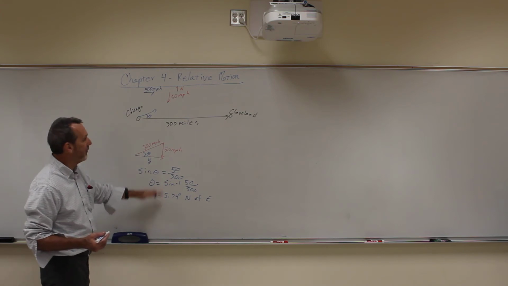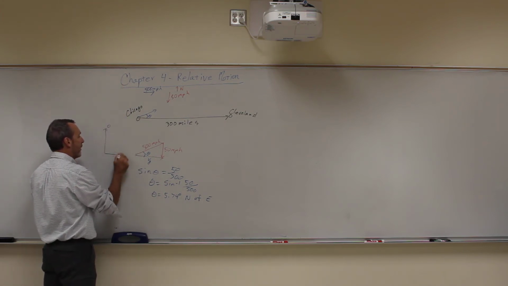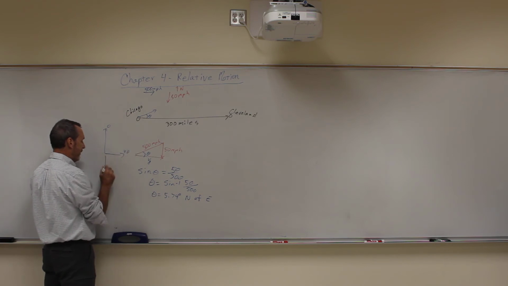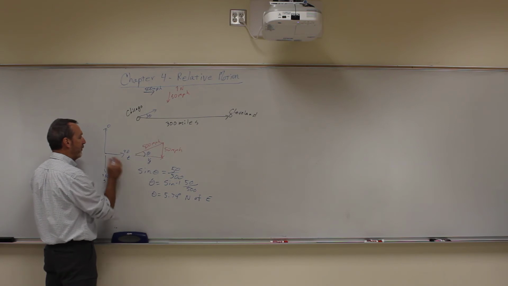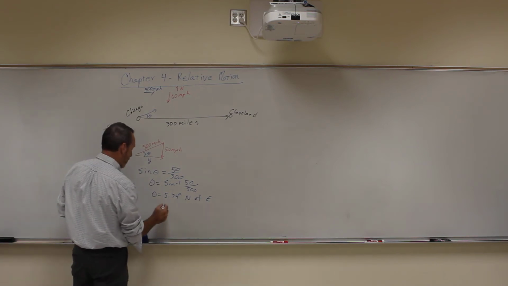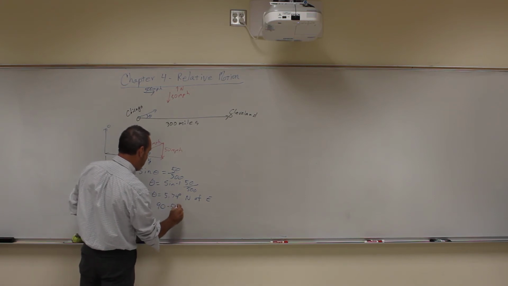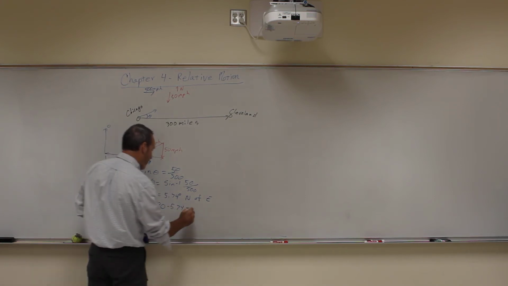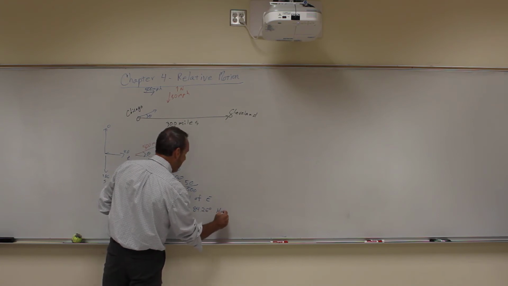Now for pilots, remember, north is 0 degrees. This is 90 degrees. That's east. 180 is down here, south. So what I really have to fly is an angle, or a heading, of 90 minus 5.74 degrees, or 84.26 degrees heading.